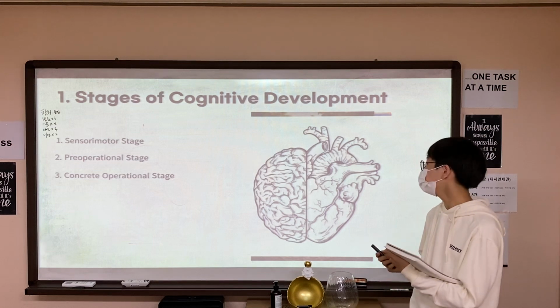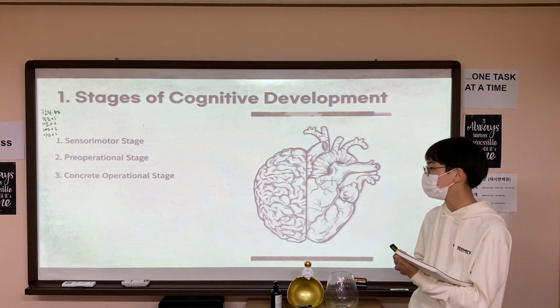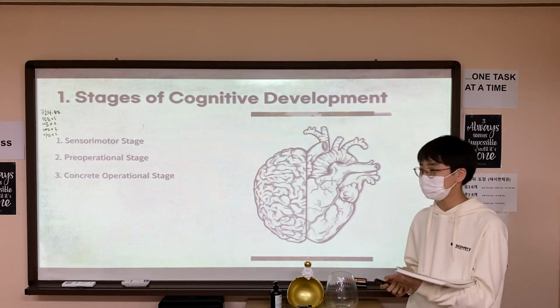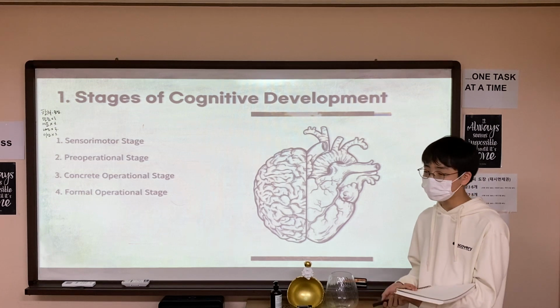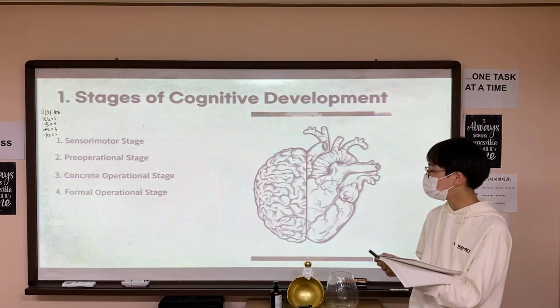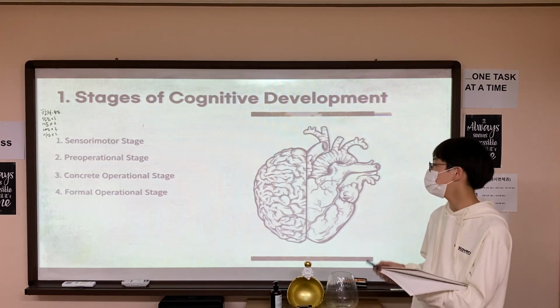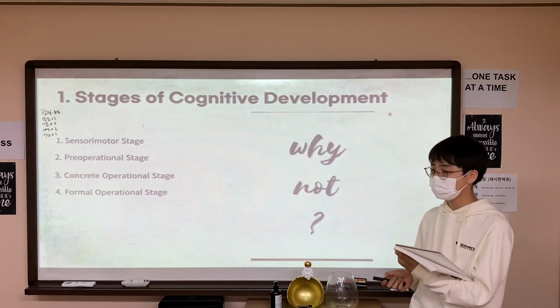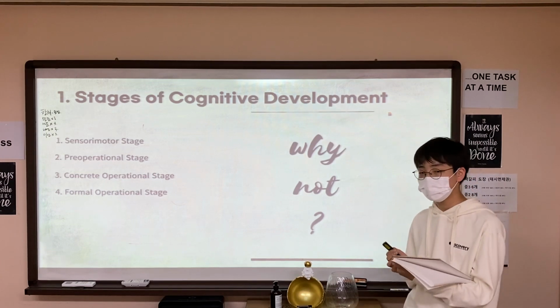However, they don't yet have the ability to think in an abstract way. And the last stage of cognitive development is the formal operational stage. In this stage, from 11 years old and beyond, they reinforce the ability to think abstractly and explain reasons in a hypothetical way.